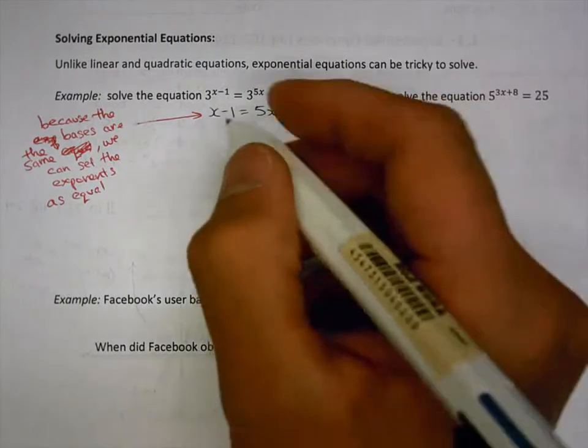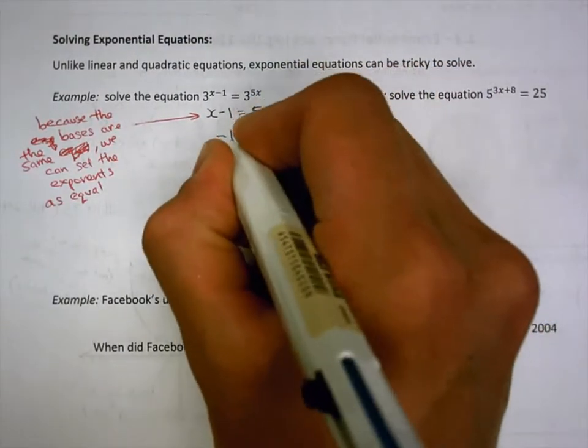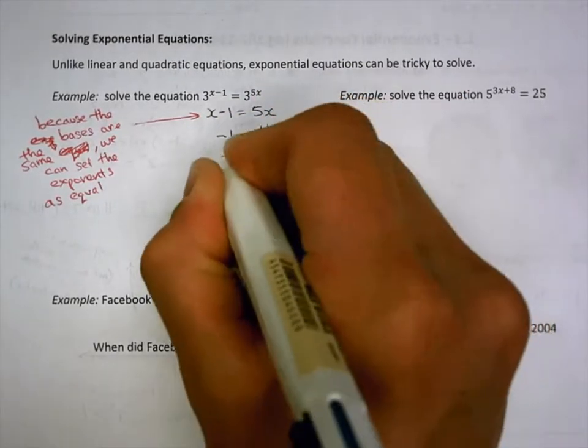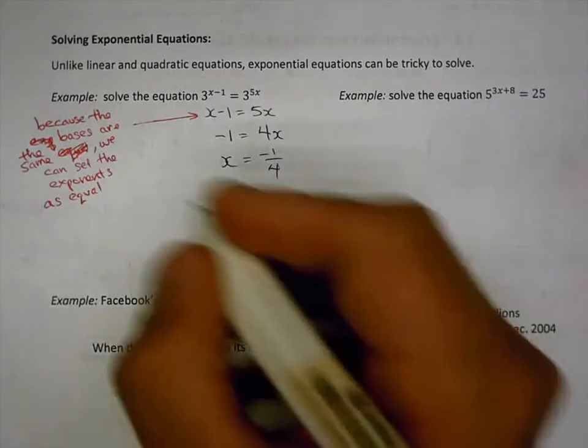Now I can easily solve this, so I bring 5x to the other side, or I'm going to have negative 1, subtract x from this side, so I get 4x. So I get x is equal to negative 1/4. Do you believe me? Maybe not.